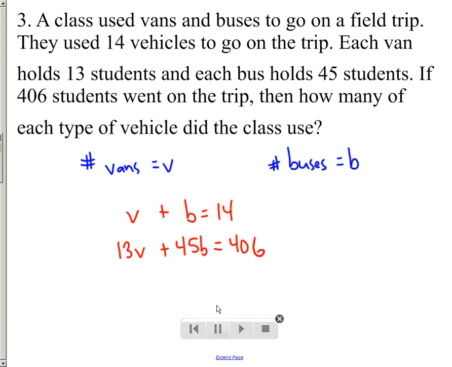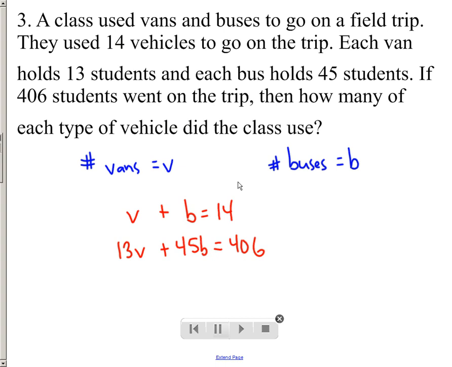Now, the second equation, what's happening here is that there are 13 kids that ride on every single one of these vans. So if I plugged a 1 in for V, we can know how many kids we get from this term. 1 times 13 would be 13. If we had 3 vans, 3 times 13 would be 39. So this whole term would be students here. Same thing's going on with the buses over here. We'll plug in how many buses go, but each bus will have 45 kids, so this would be kids. And then over here is kids.